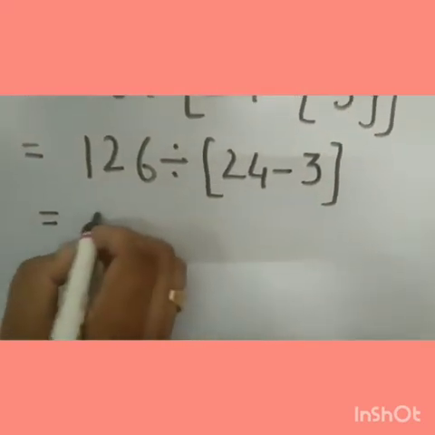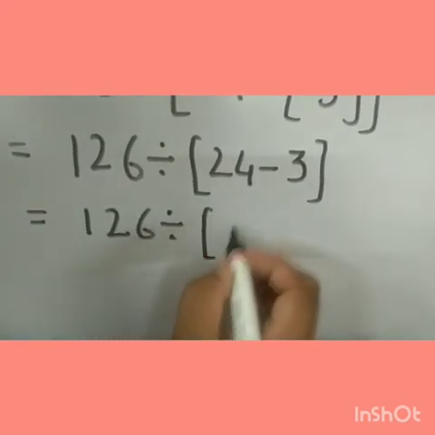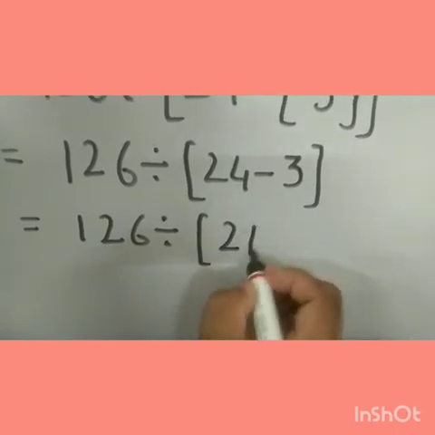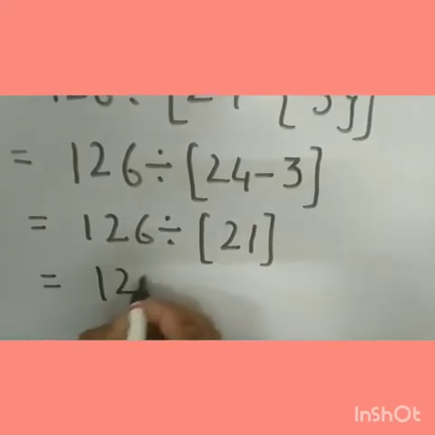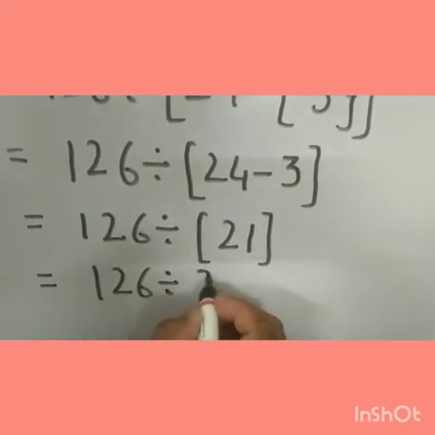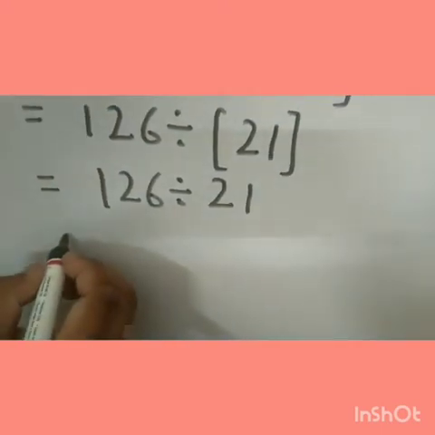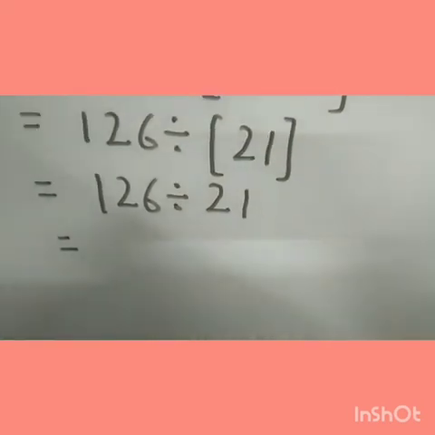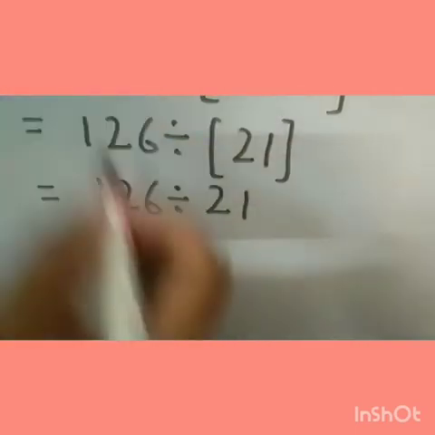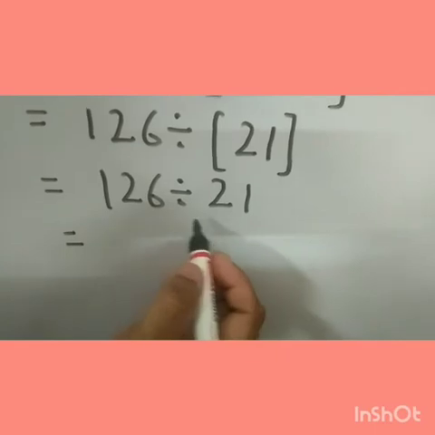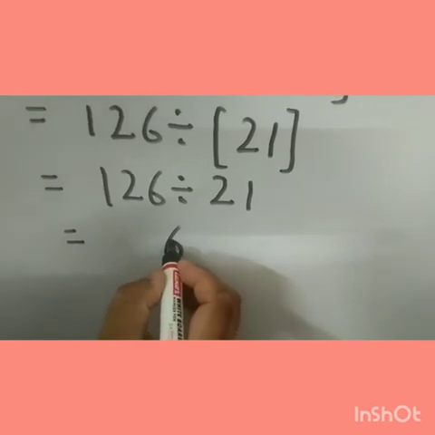Now solve big bracket. 126 divided by 24 minus 3, 21. And now remove big bracket. 126 divided by 21. Now we have to do divide. In the previous class we discussed that solve the divide first, but in this question divide is out of the brackets, so we have to divide now. 126 divided by 21, the answer is 6.